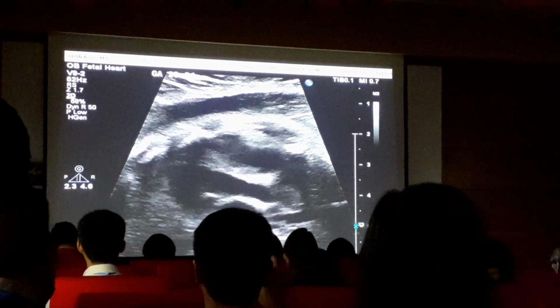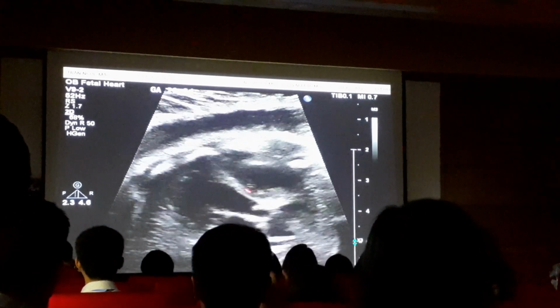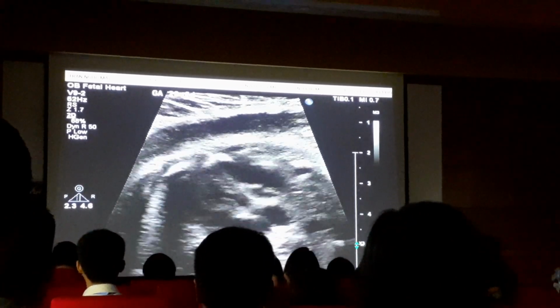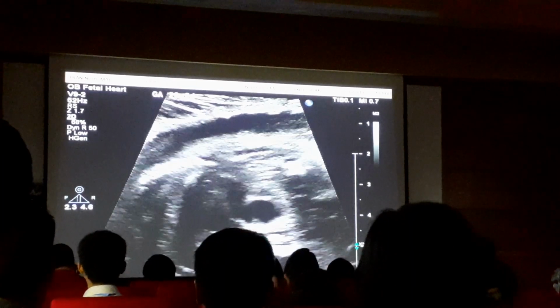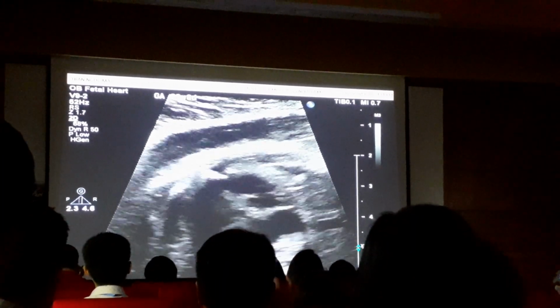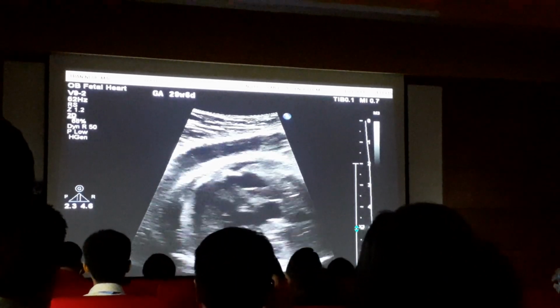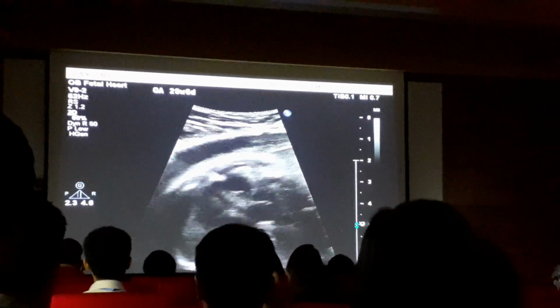And there's no ventricular septal defect or override. Pulmonary valve would be next, RV outflow tract, which also looks normal.